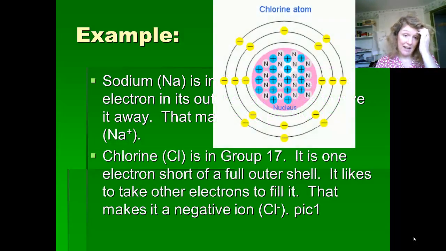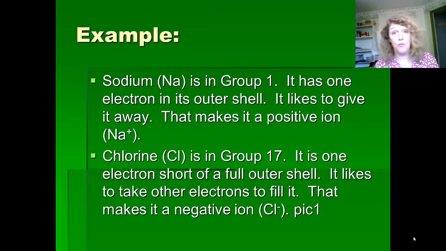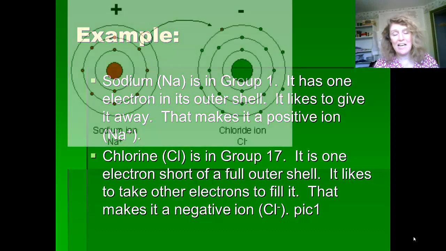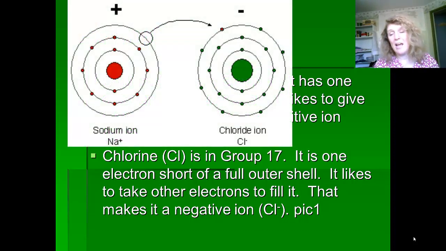Chlorine, Cl, is in group 17. That's the one right next to the noble gases. It is one electron short of a full outer shell, so it's got one little hole it wants to fill. It likes to take other atoms' electrons to fill it. And when it takes that electron, now it's got one extra negative charge. So it makes it a negative ion, which is Cl with a little negative sign.